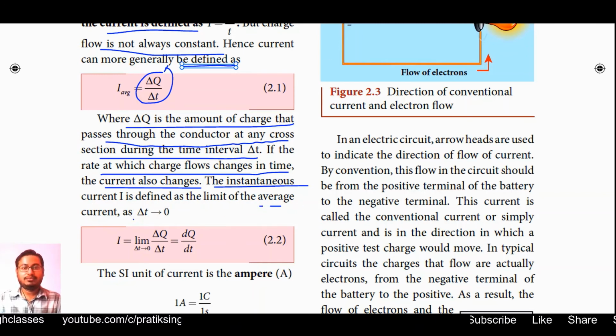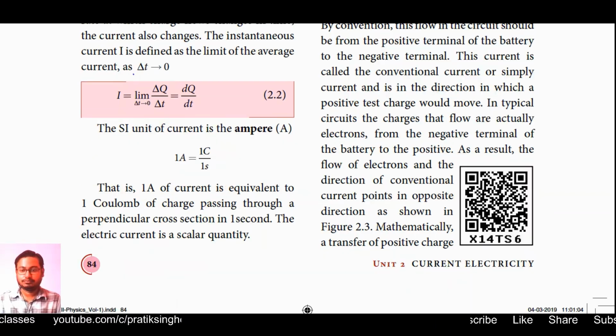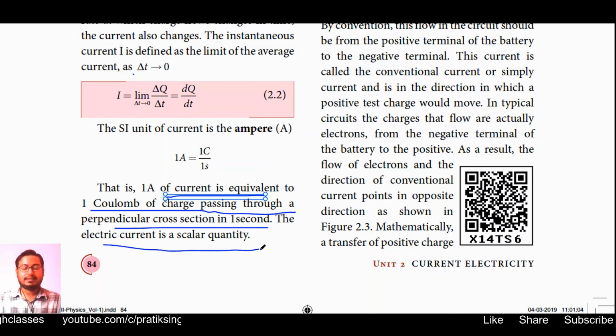We know very well from previous chapters and previous classes that the SI unit of current is called ampere. So 1 ampere is defined as 1 coulomb per 1 second, meaning if the charge flowing in 1 second is 1 coulomb, the current is 1 ampere. That is, 1 ampere of current is equivalent to 1 coulomb of charge passing through a perpendicular cross section in 1 second, and electric current is a scalar quantity.